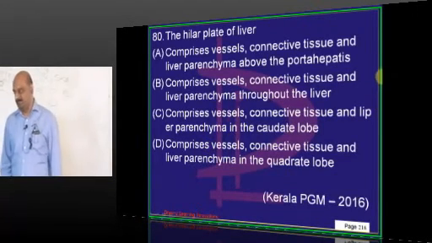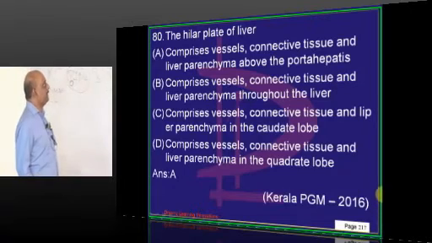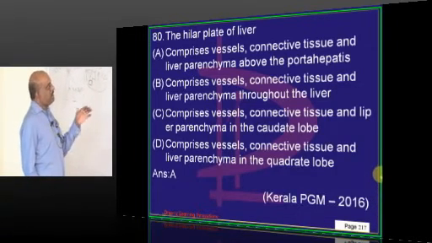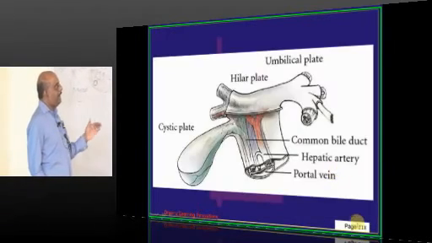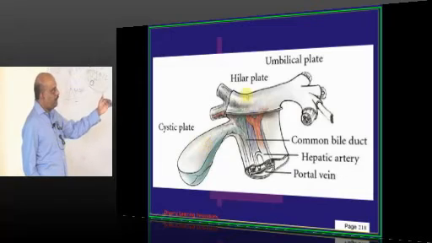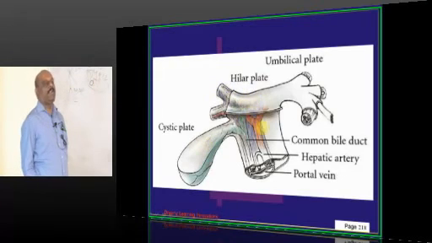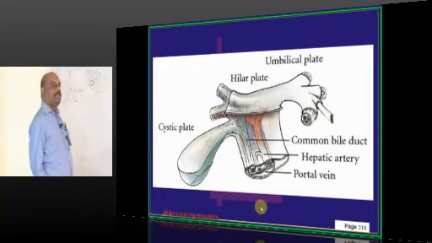Hilar plate of liver. Illogical. The vessels, connective tissues and liver parenchyma above the level of the porta hepatis are basically called the hilar plate in embryology. Who read Langman? Right? Illogical.